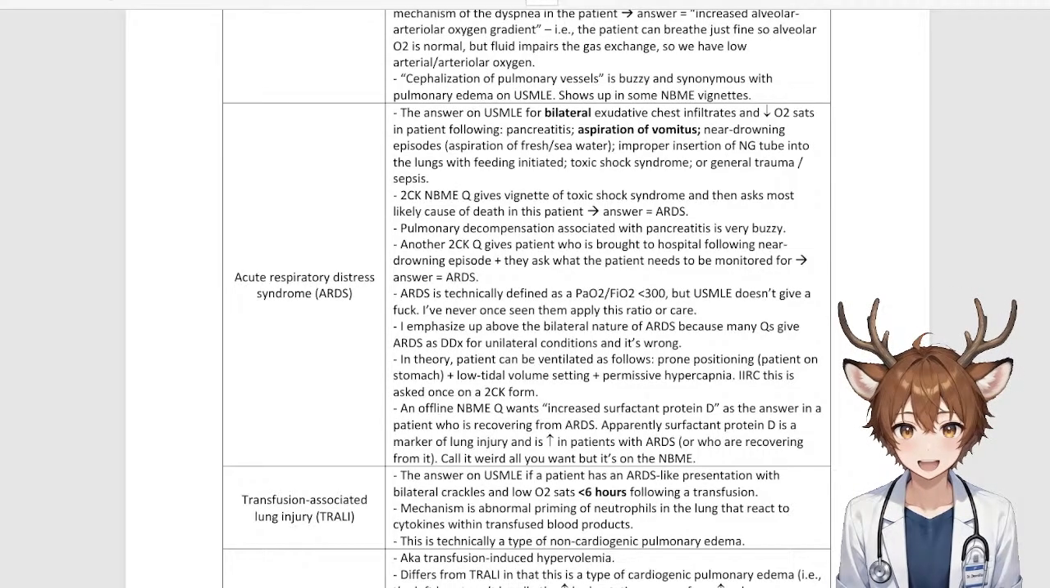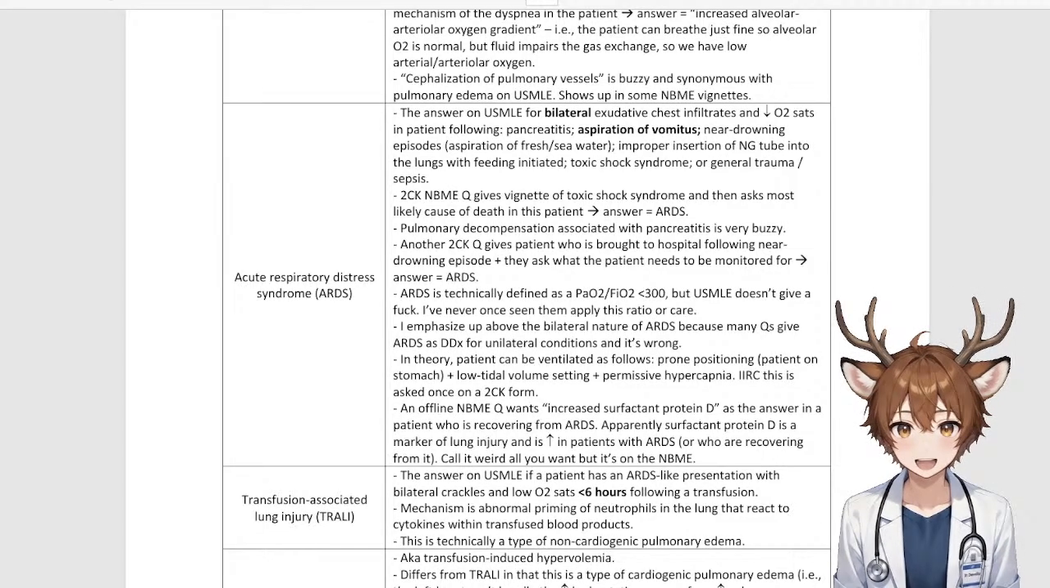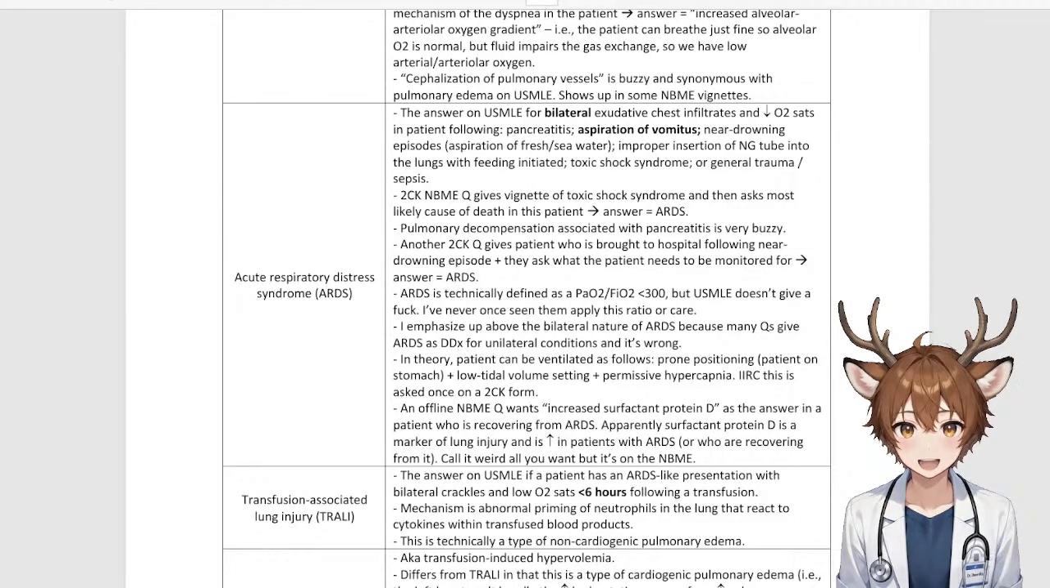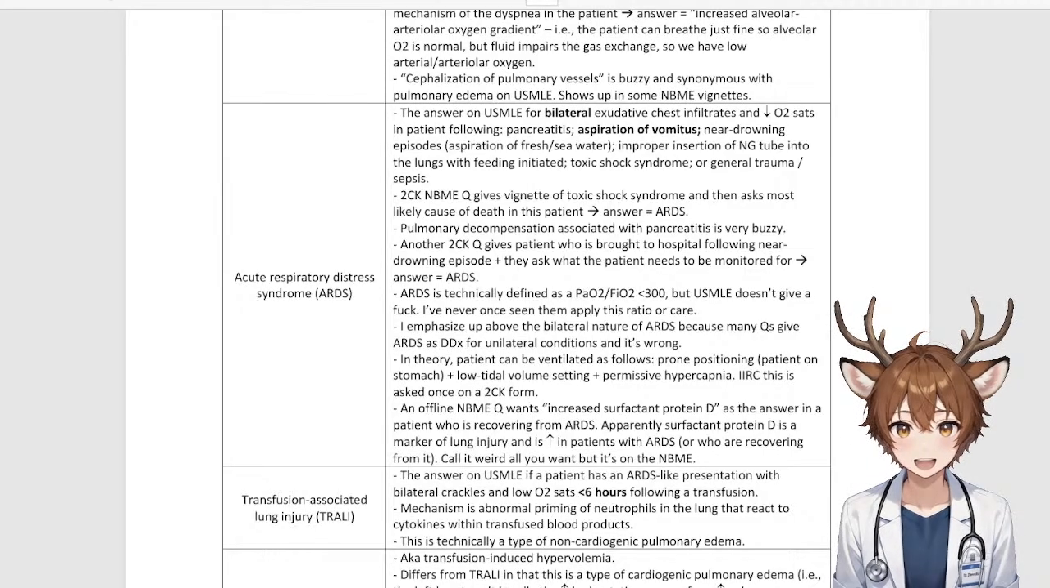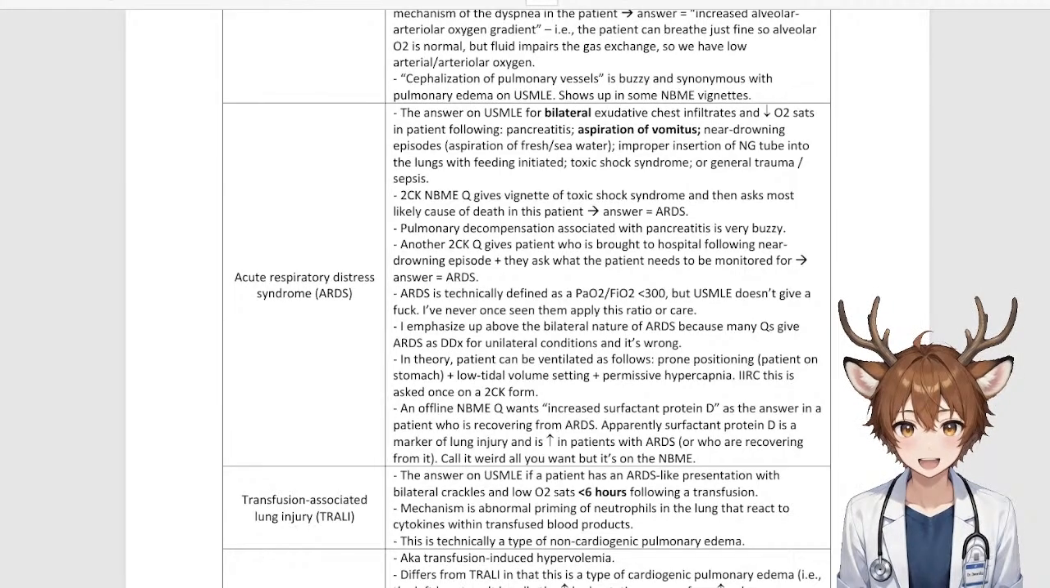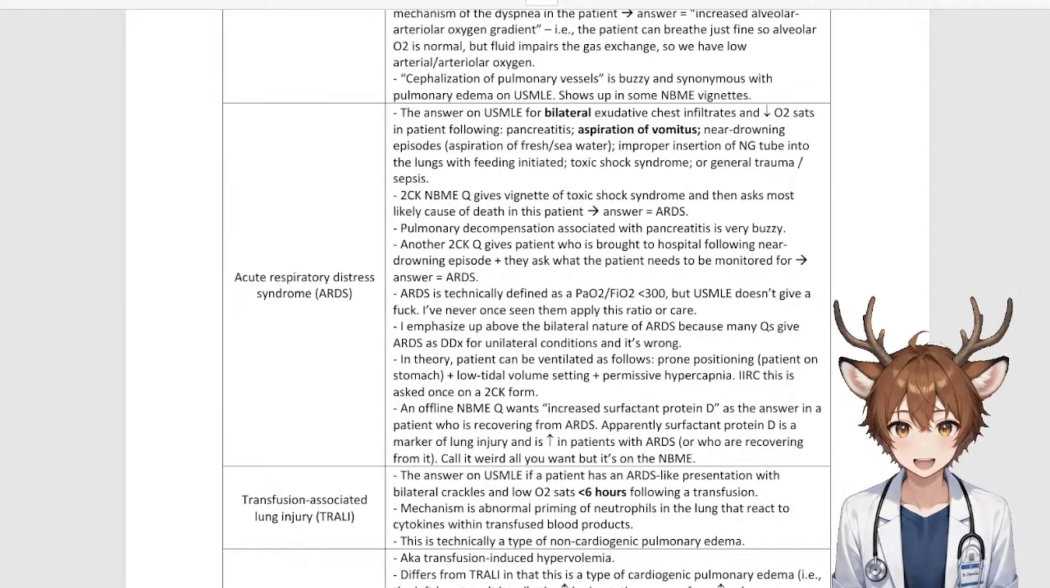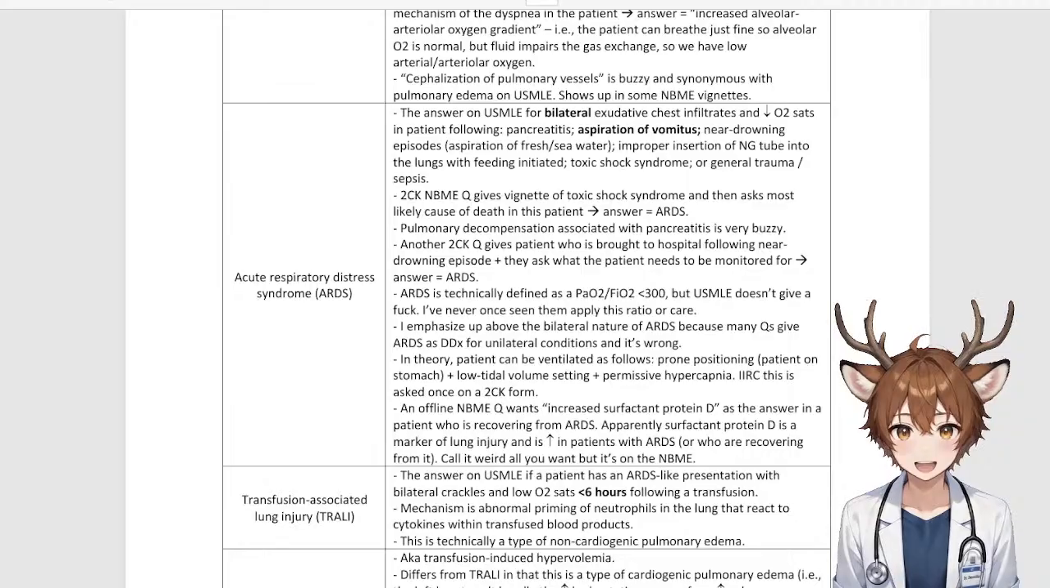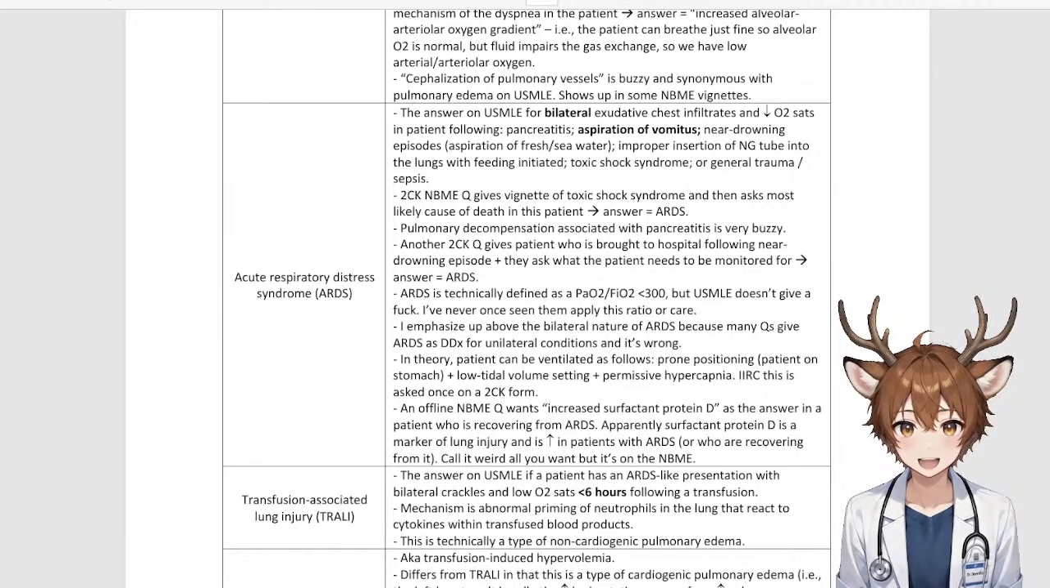I emphasize up above the bilateral nature of ARDS because many questions give ARDS as a differential diagnosis for unilateral conditions, and it's wrong. So bear that in mind. If it's a unilateral issue, it's not ARDS. In theory, the patient can be ventilated as follows: prone positioning, patient on stomach, plus low tidal volume setting, plus permissive hypercapnia.